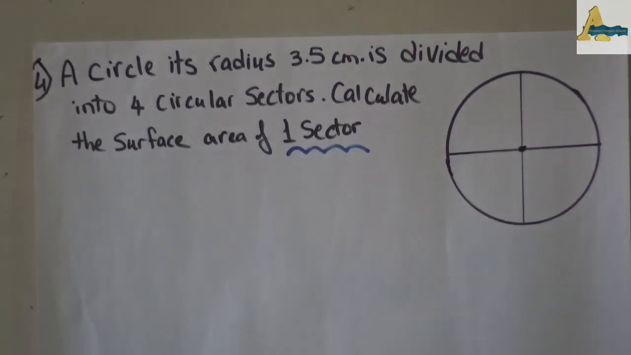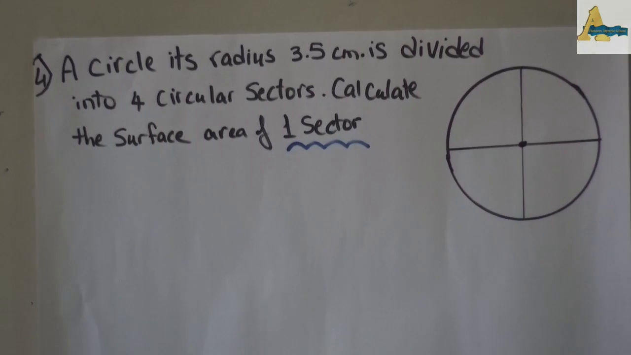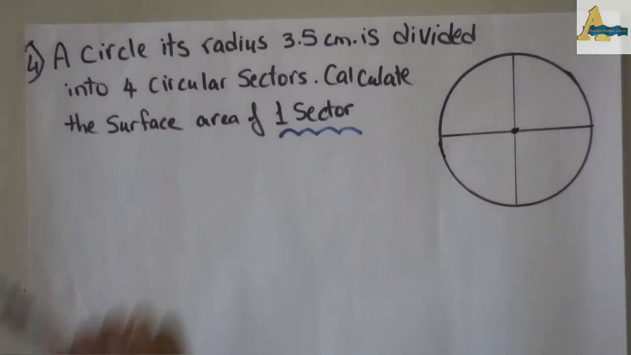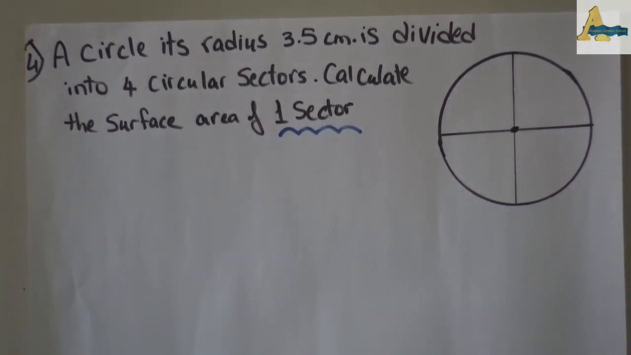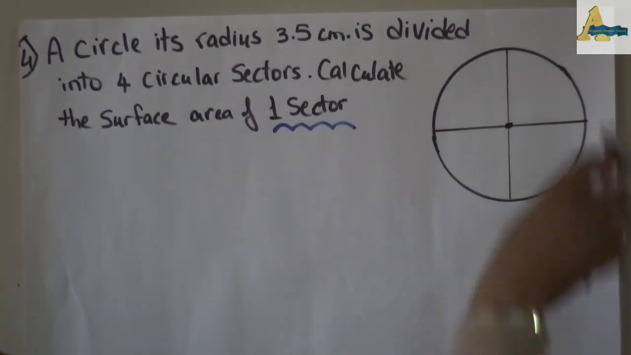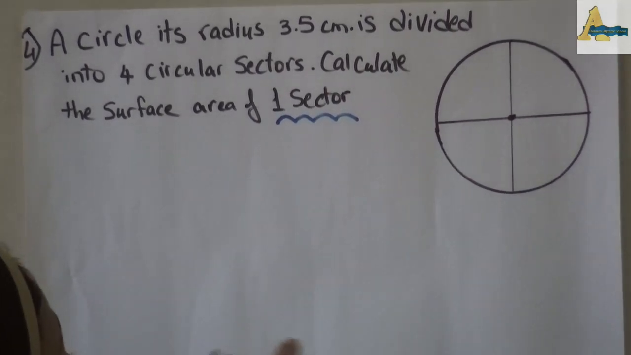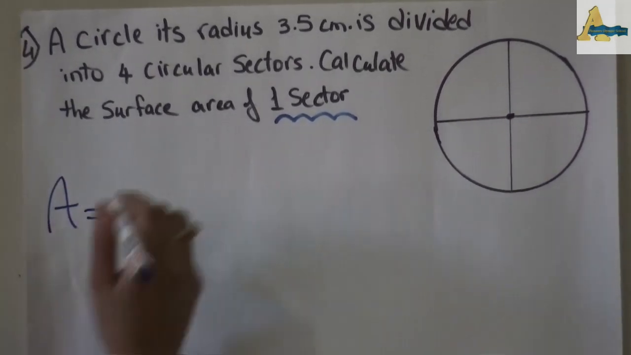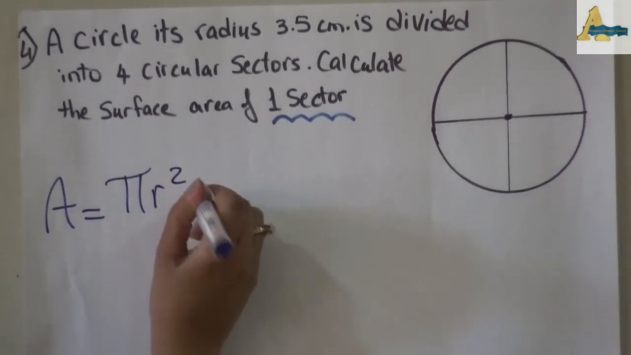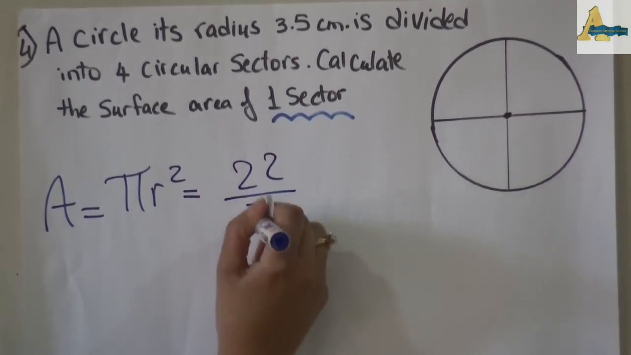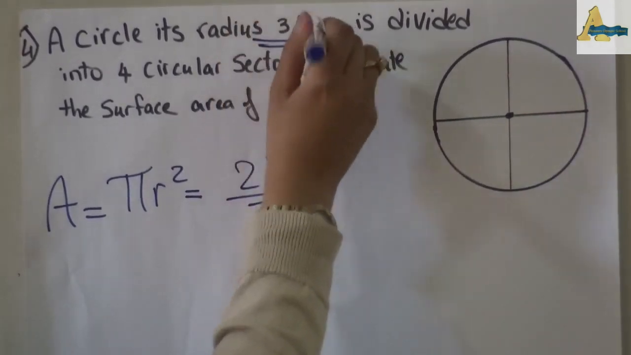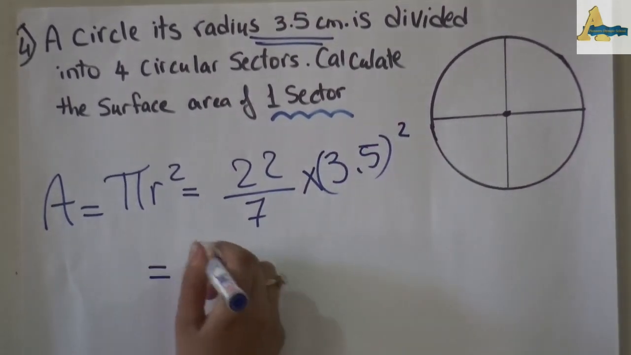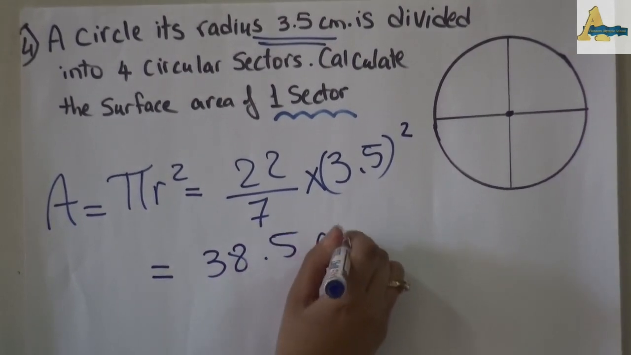Number 4, if I have a circle, its radius 3.5 centimeter, it is divided into 4 parts, or 4 circular sectors. Calculate the surface area of one sector. Here I have a circle, and I have to calculate the surface area of only one sector. So I have to calculate the area of the whole circle first, pi r square. Pi is always given 22 over 7 times the radius is given 3.5 squared. So the answer will be 38.5 centimeters squared.